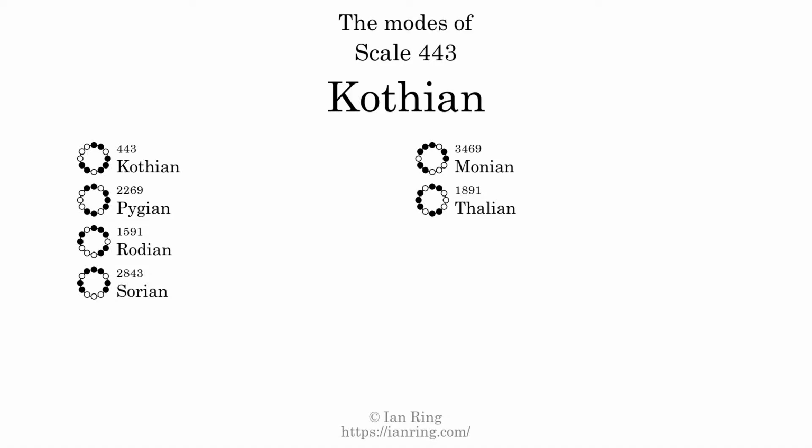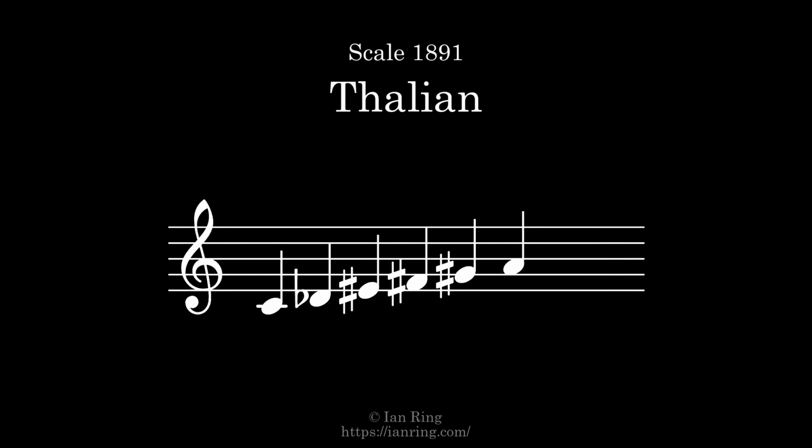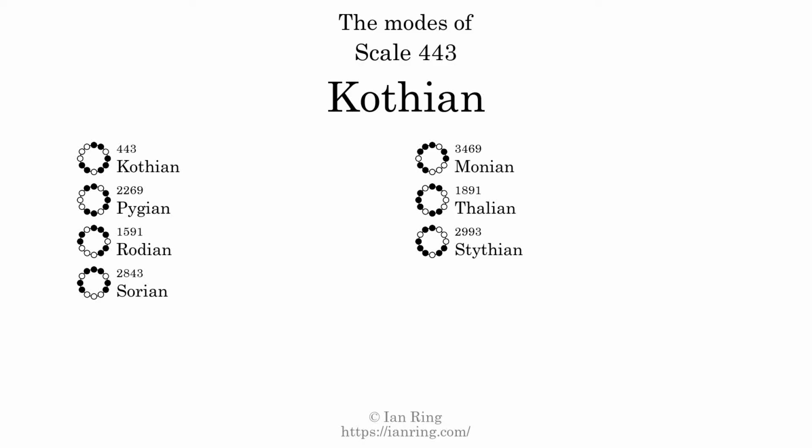The sixth mode is scale 1891, also known as Thalian. It sounds like this. The seventh and last mode is scale 2993, also known as Scythian. It sounds like this.